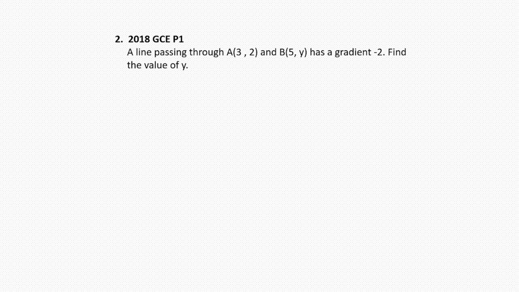Question number 2 is from 2018 GCE paper 1. A line passing through A 3,2 and B 5, y has the gradient -2. Find the value of y. Alright, so our data here is m is equals to -2, then our x1 is 3, our y1 is 2, our x2 is 5, then we're looking for our y2.